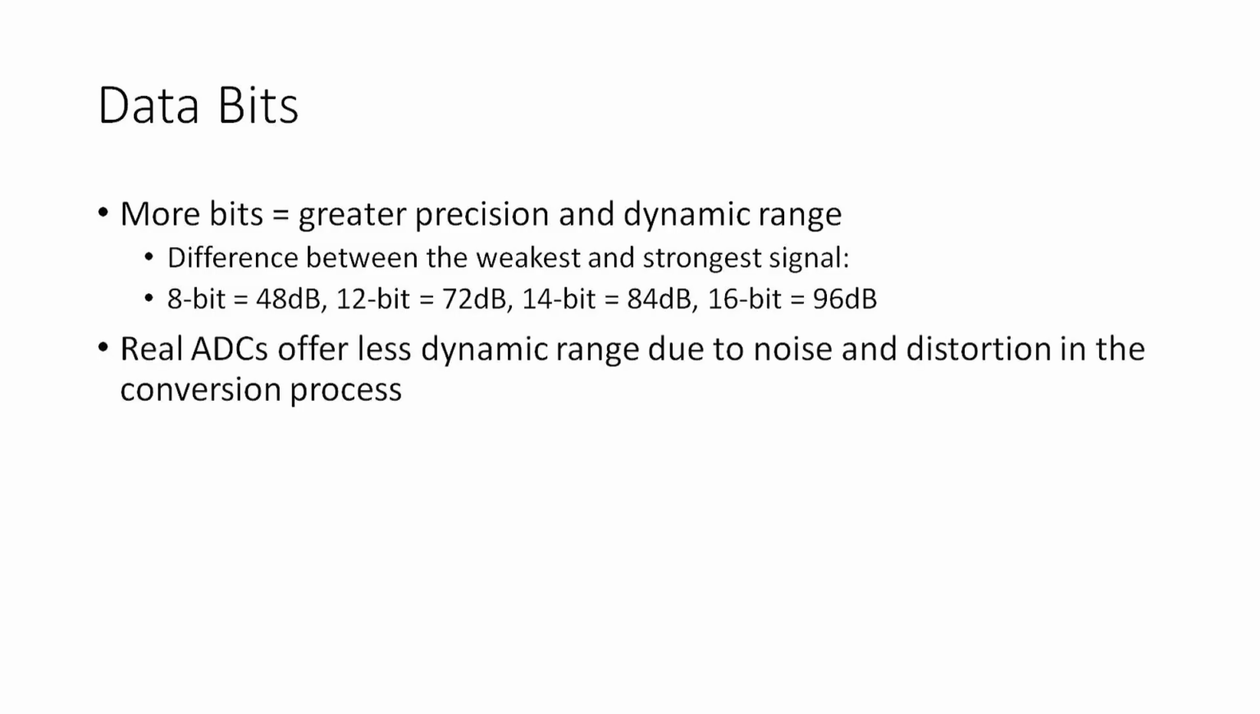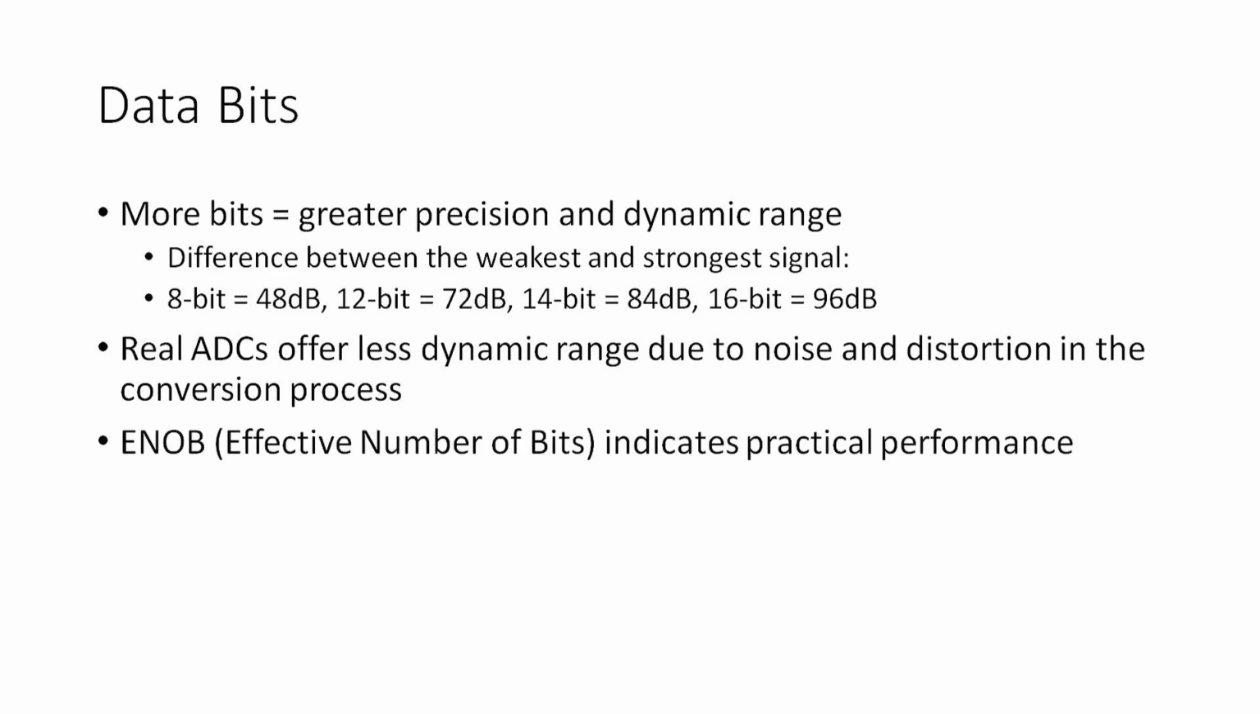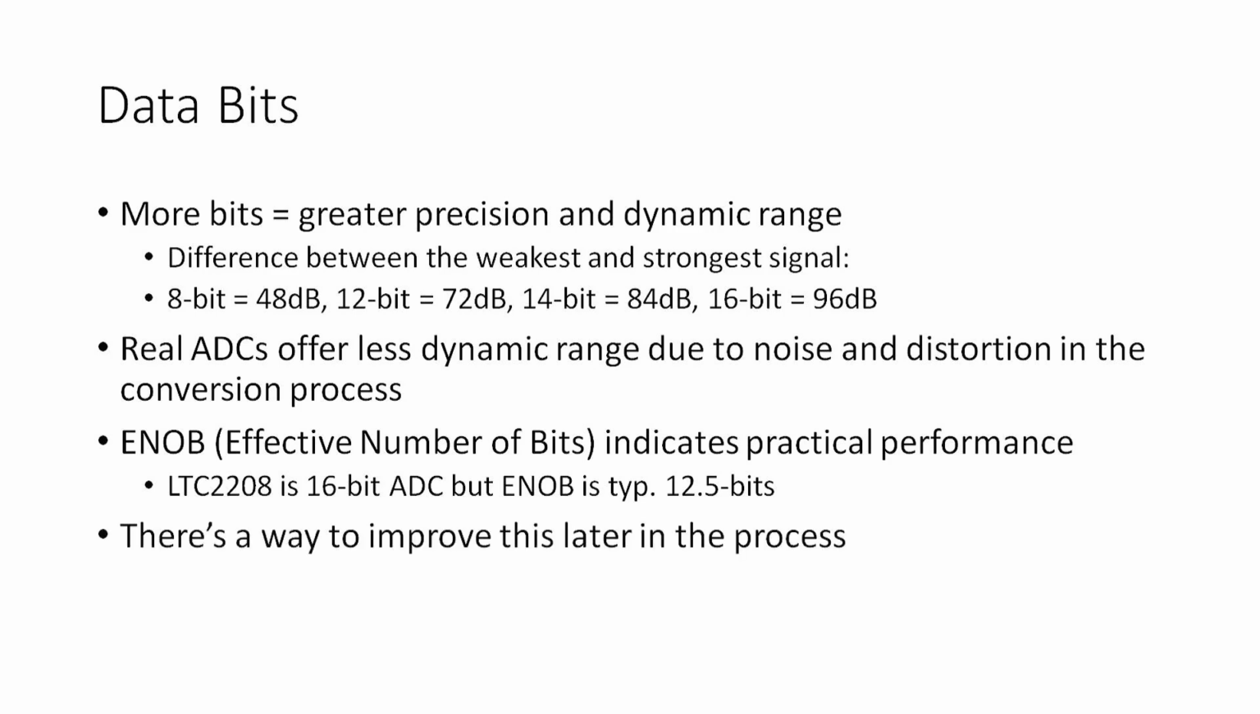But real ADCs offer less range because there's noise at the bottom of an ADC and there's distortion created by the ADC process. So you don't see that full amount. And the way they're often measured is using a term called ENOB, effective number of bits. So it's how many bits it has really got after you've taken out the noise and distortion. And it's quite a big drop. So typically, this is a popular ADC for direct sampling transceivers, etc. A 16-bit ADC has only typically got an ENOB of 12.5 bits, which is quite a loss. But we can improve this later in the process.